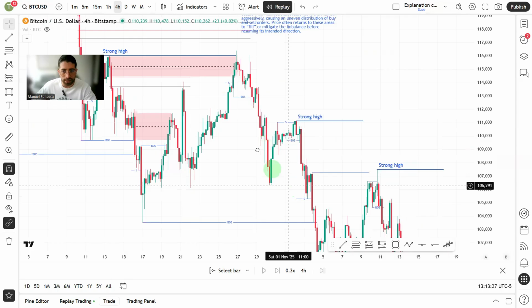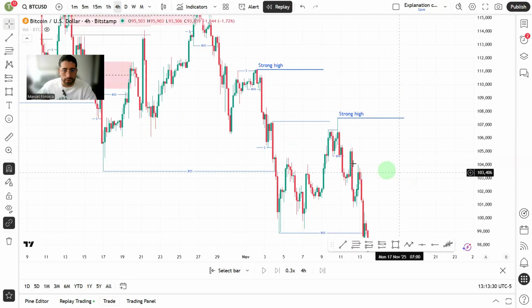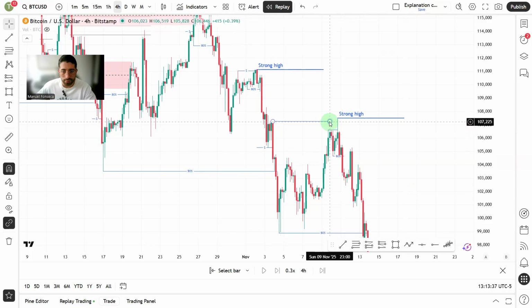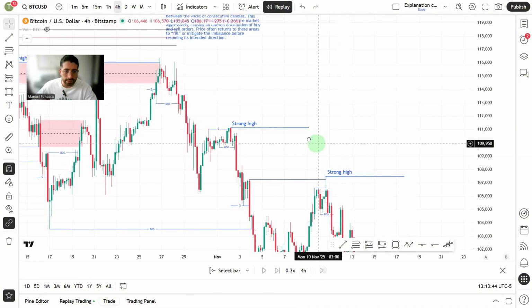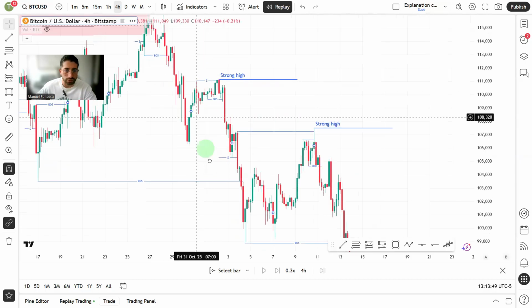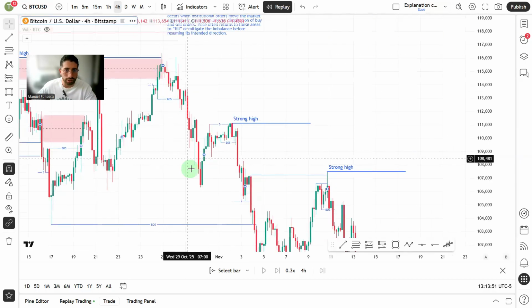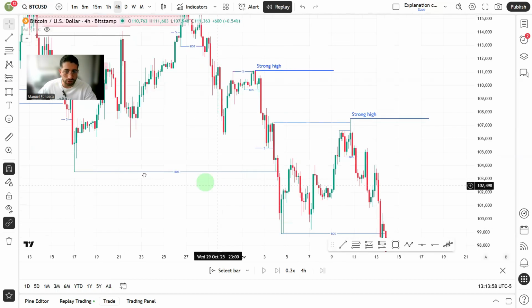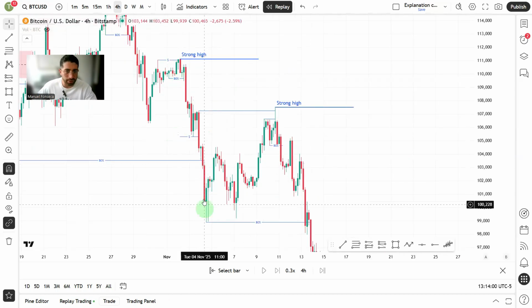And it keeps pushing down, right? Until it breaks the structure and makes us a new strong high right here. Perfect, that's it. But now let's try to analyze the first strong high, that was this one, okay? So once the price entered this order block, it kept pushing down with the downtrend. It broke it and made a market shift again, so continuing with the bearish range or bearish trend.